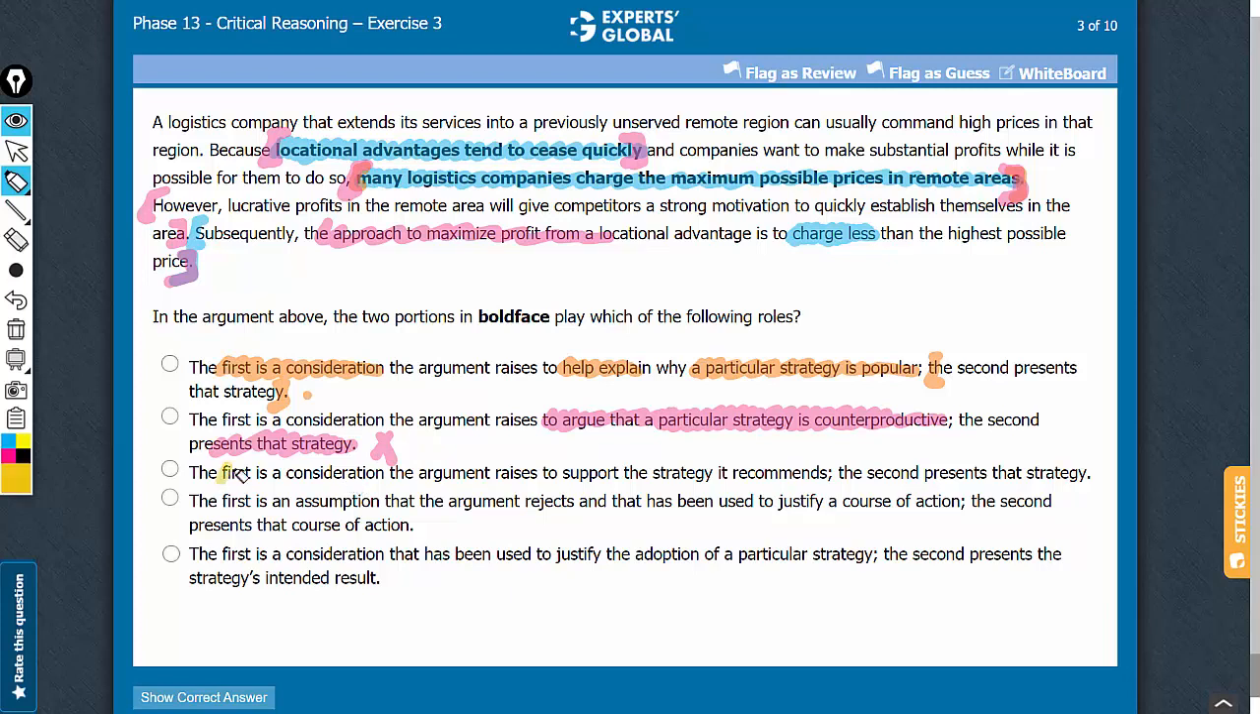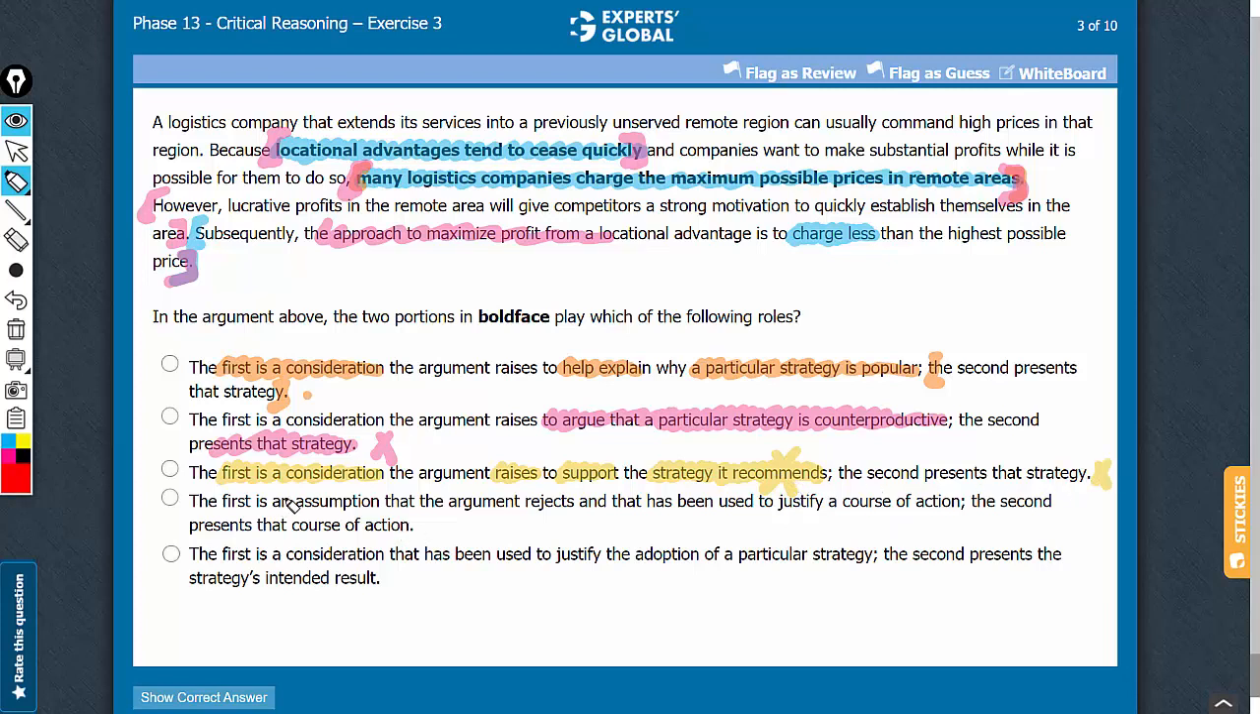The first is a consideration the argument raises to support, yes, but not the strategy it recommends. The first is a consideration that the argument raises to support the strategy the argument refutes. The argument is not recommending this strategy, so because of this word recommends, answer choice C can be very comfortably eliminated. Look at answer choice D now.